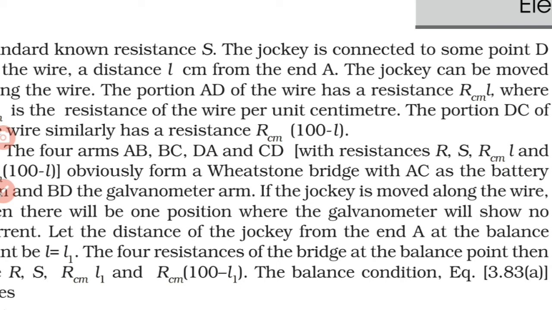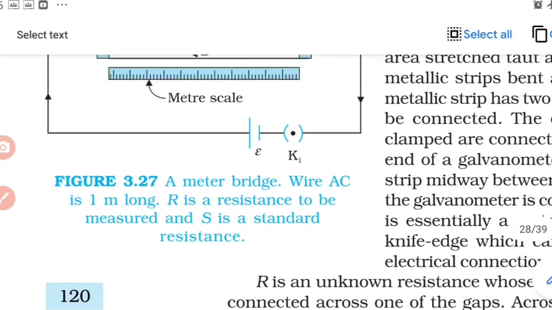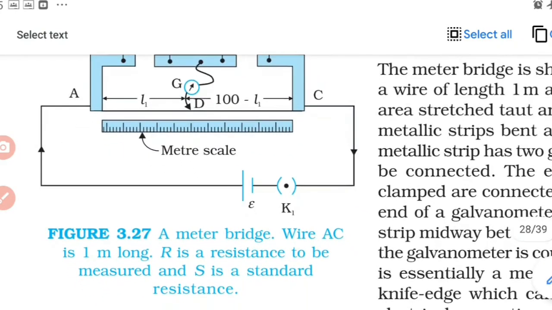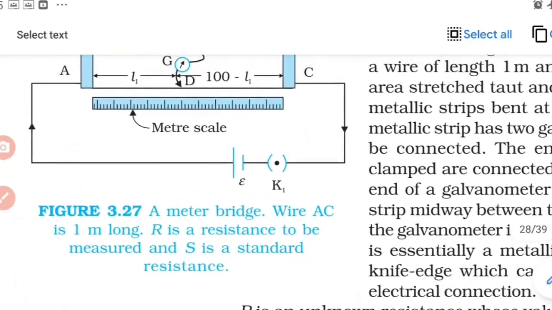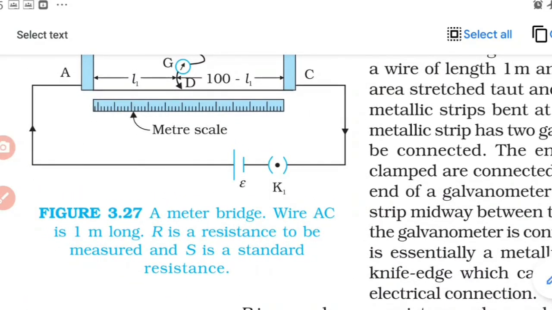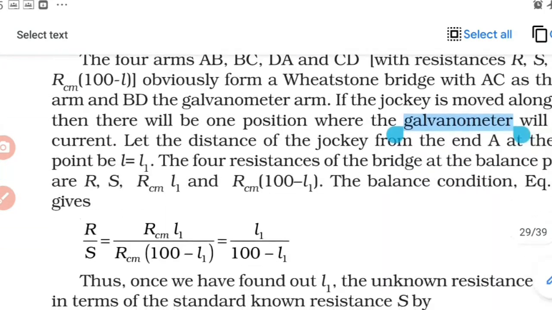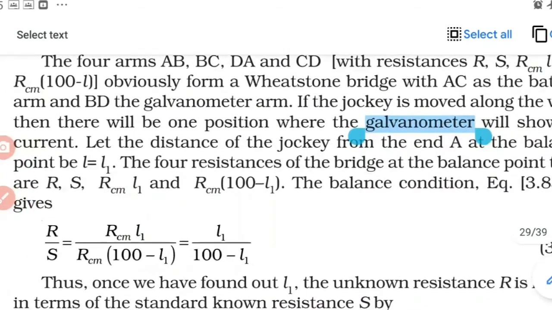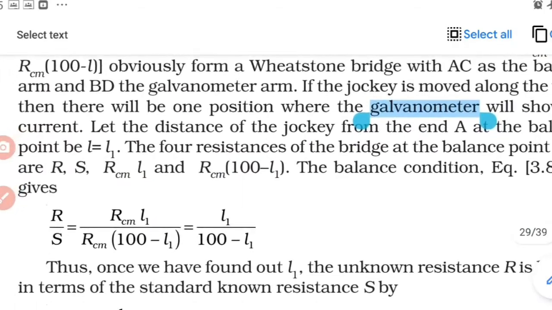So what is the resistance of AD? AD is of length L1. So it has resistance L1 into RCM, and CD is of length 100 minus L1. So CD has resistance 100 minus L1 into RCM. So which are the 4 resistances that we have? R, S, RCM L1 and RCM into 100 minus L1.